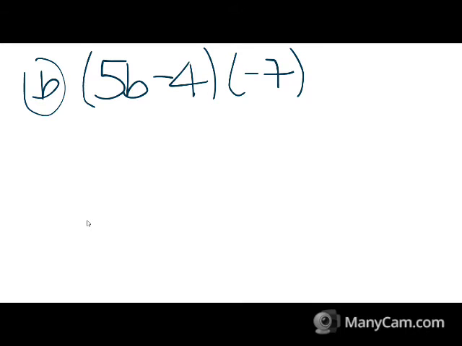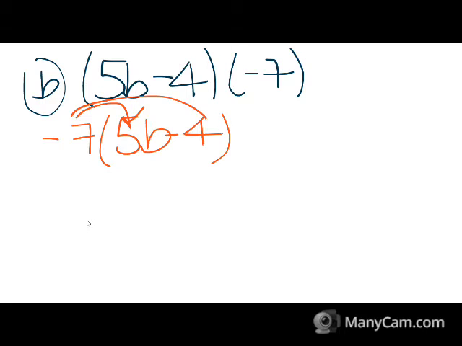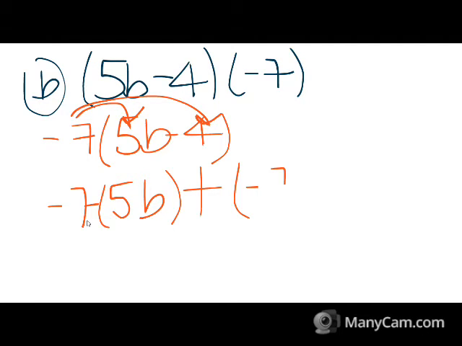Now this is written a little bit differently. So it's the quantity of 5b minus 4 times negative 7. To rewrite this to make it a little bit better, I'm going to rewrite it like this. And what property am I using? The commutative property. So I'm going to distribute negative 7 to 5b, and I'm going to distribute negative 7 to negative 4. So negative 7 times 5b, and I'm just going to use plus to be on the safe side, negative 7 times negative 4.